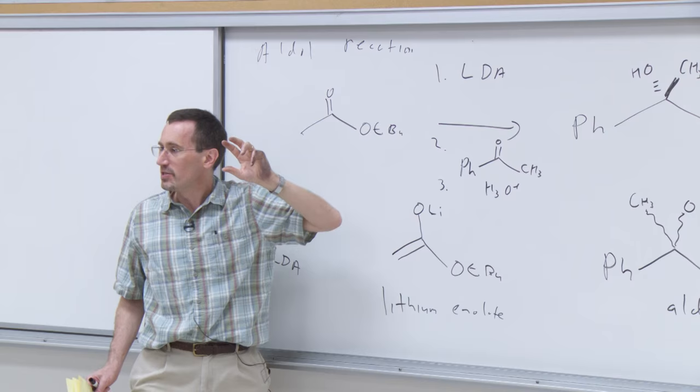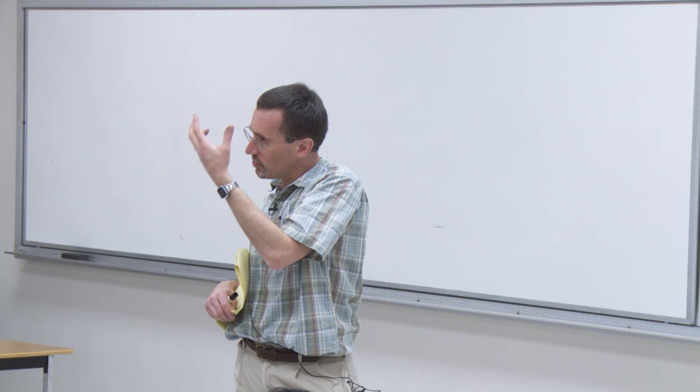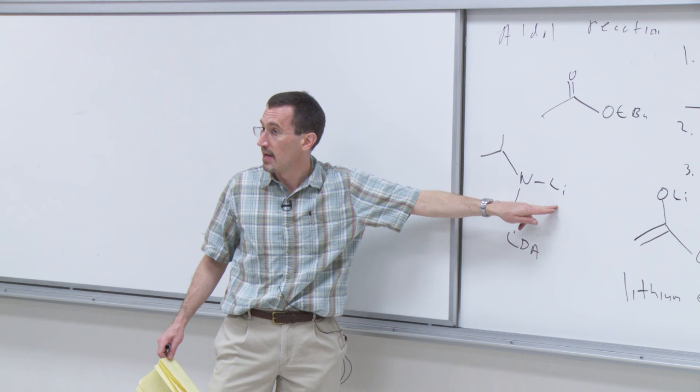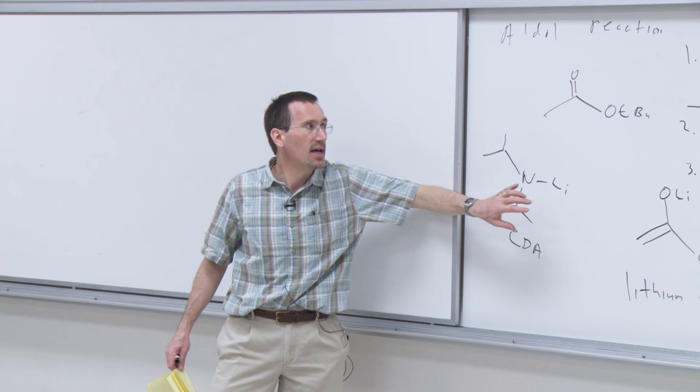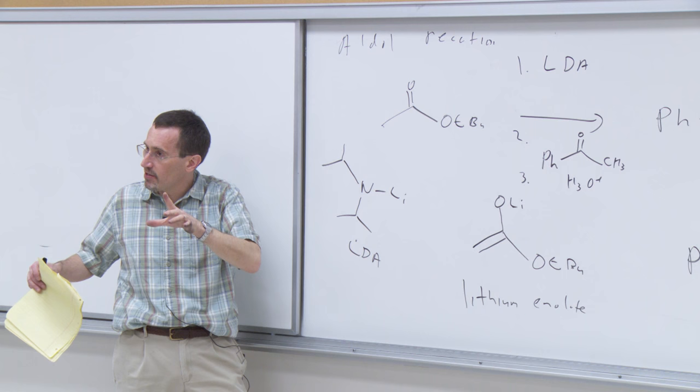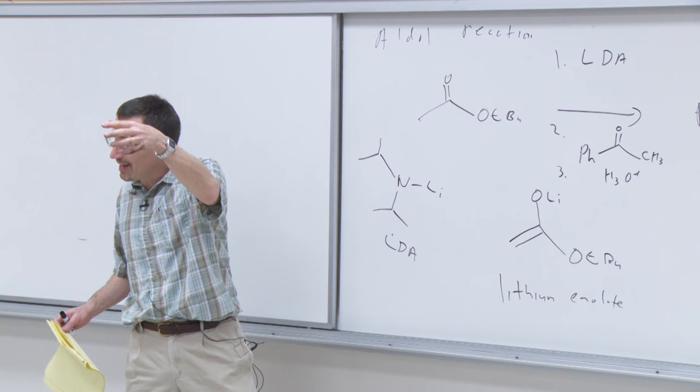So in the first step, you take your flask, usually you'll use THF as a solvent, and you'll put some LDA in it. Or more specifically, you'll take diisopropylamine, which has a hydrogen here, and add some butyl lithium, which will pull off the proton and make LDA. In the first step, you will then add tert-butyl acetate to the LDA. At that point, sitting in your pot is the lithium enolate. Now, in the second step, you'll add the acetophenone.